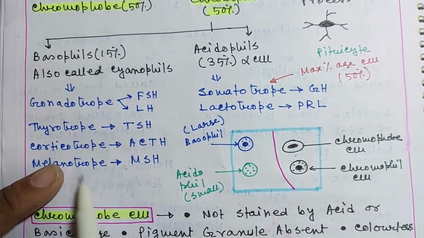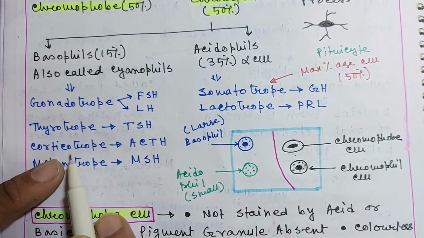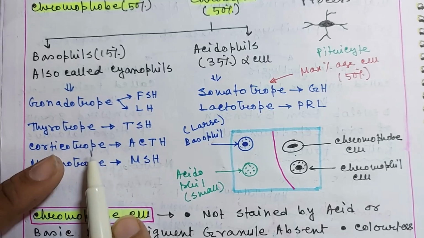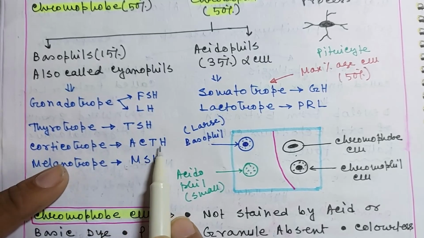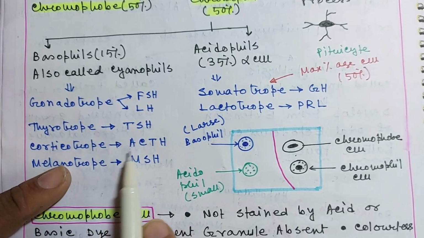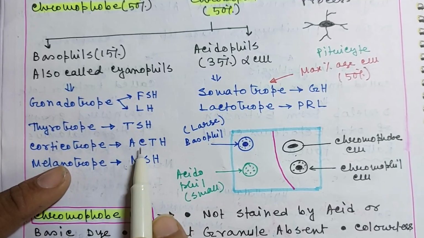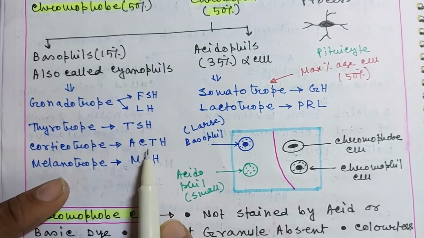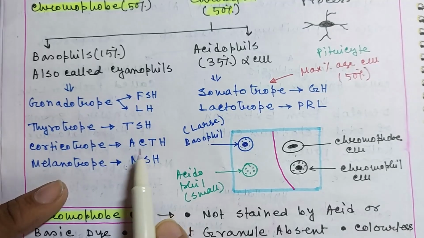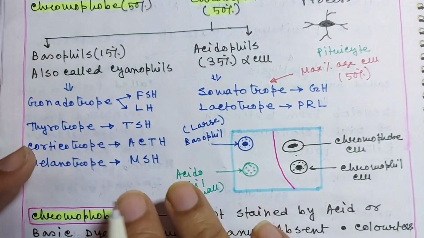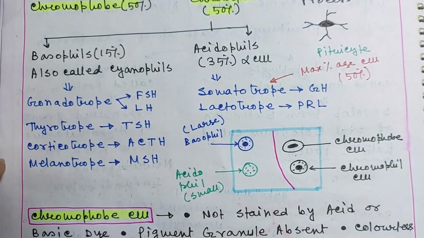of the thyroid gland. The third type of basophilic cell is the corticotropic cell, and this corticotrope pituitary cell causes secretion of adrenocorticotropic hormone. So ACTH is secreted from this corticotrope cell, and this ACTH causes development and secretion of the adrenal cortex, and this adrenal cortex secretes different types of hormones like glucocorticoid, mineralocorticoid, and sex corticoid. So these different cortical hormones are secreted from the adrenal cortex.